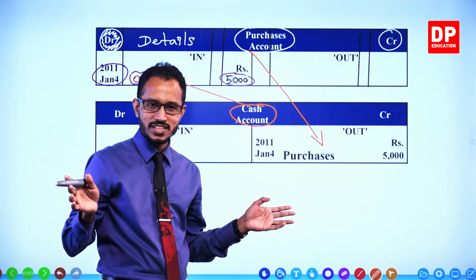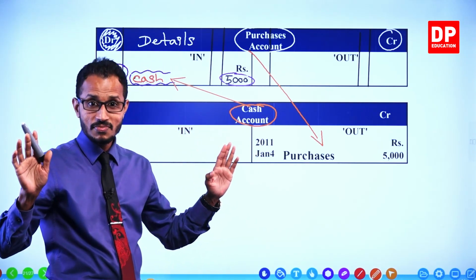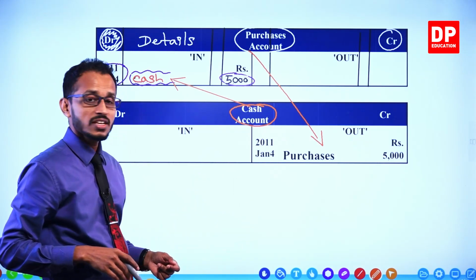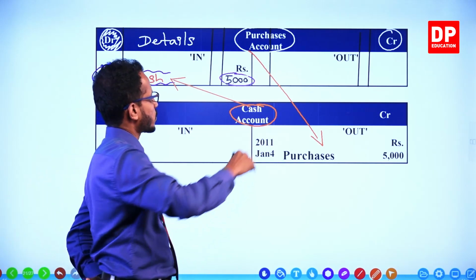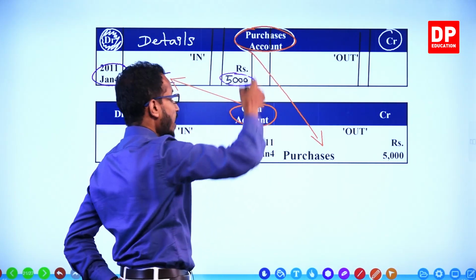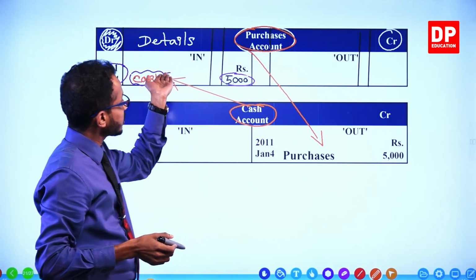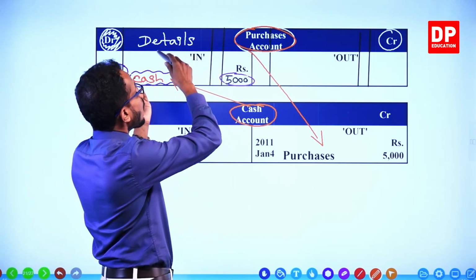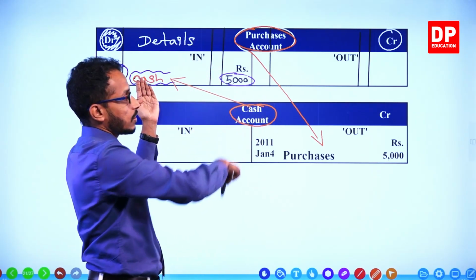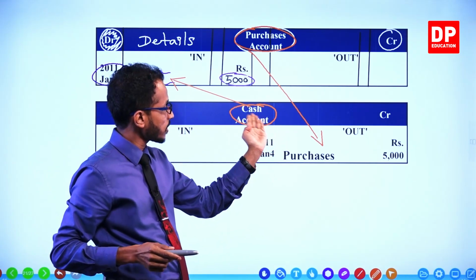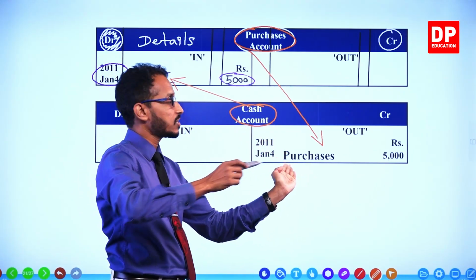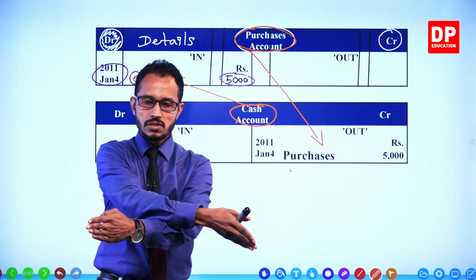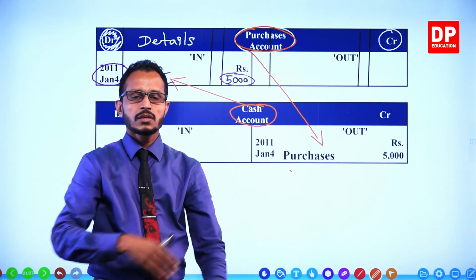Confusing? Like I said, practice will make you perfect. We are going to do more transactions and enter them in accounts. No worries. Just for now, remember, the details column is filled for every transaction with the name of the other account, and in the other account, the details column is filled with the name of this account. We just exchange the names.